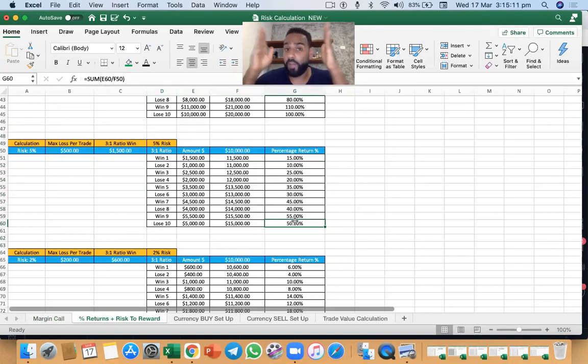Now, you guys, I don't know if you know about hedge funds, investment banks. Go look at Warren Buffett. Go look at Ray Dalio. Go look at the biggest investors in the world. They're not making 50% per year in their returns, and they're managing billions.